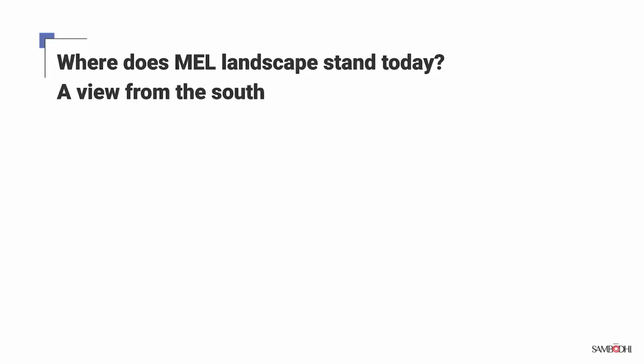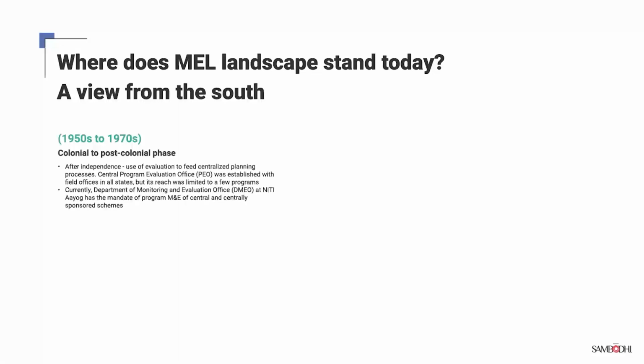Now let us have a look at the MEL landscape from the view of the South. After independence, centralized planning processes needed information from evaluations. Because of this, the Central Program Evaluation Office (PEO) was set up with field offices in all 50 states, but it could only evaluate a small number of programs. At the moment, the Department of Monitoring and Evaluation Office at NITI Aayog is in charge of program monitoring and evaluation for all central and centrally sponsored schemes.